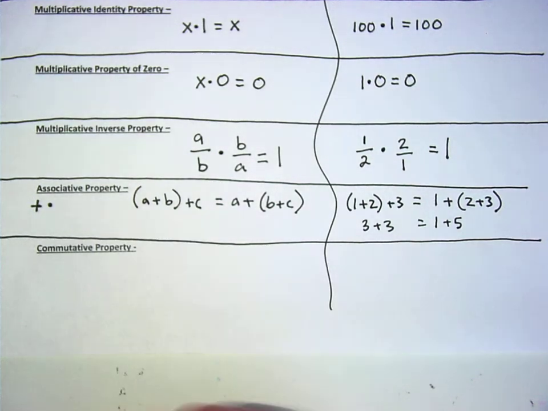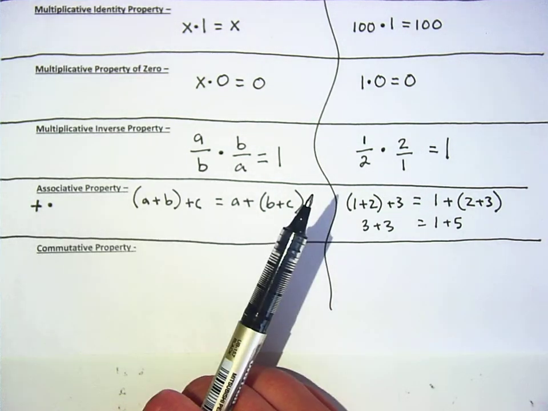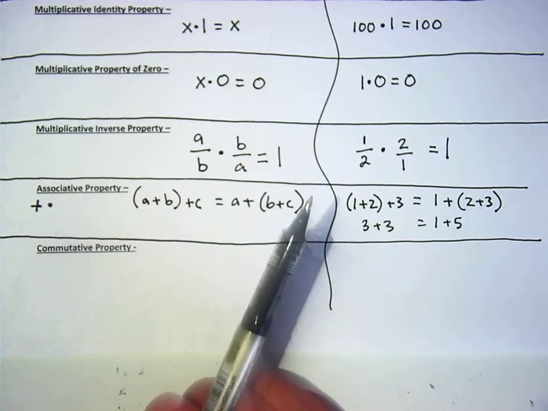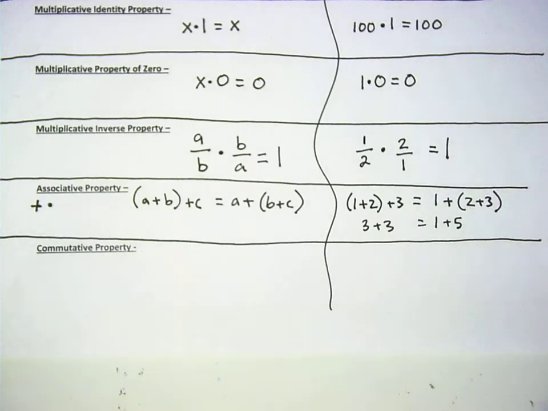Will this work for subtraction? No. What's 7 minus 3? 4. What's 3 minus 7? Negative 4. Those are different things. Unless it's absolute value. Okay, that last one is not absolute values.